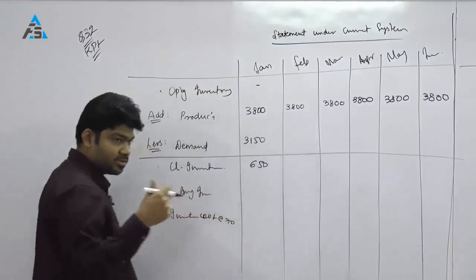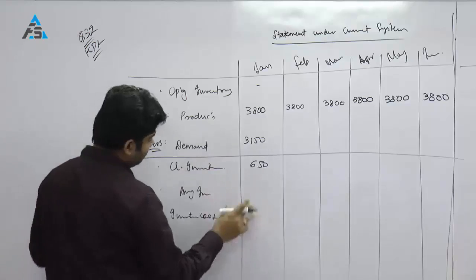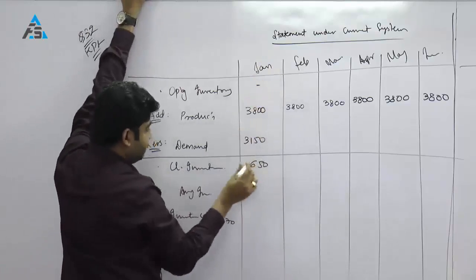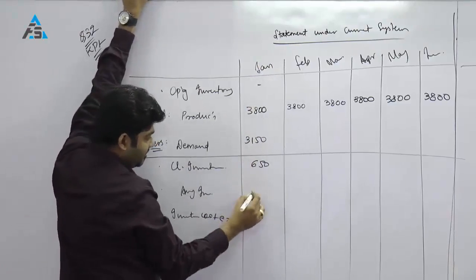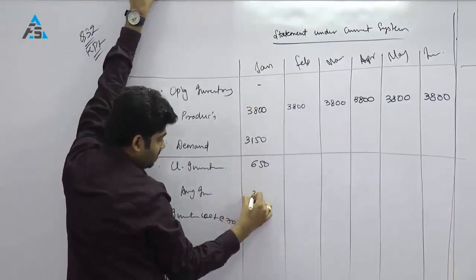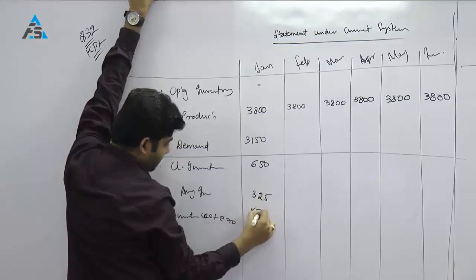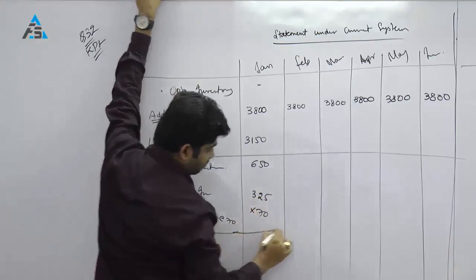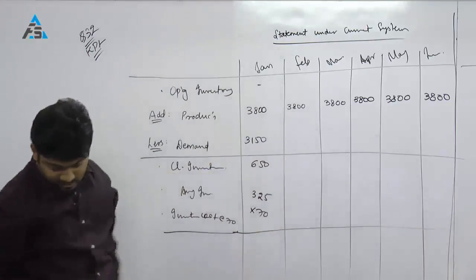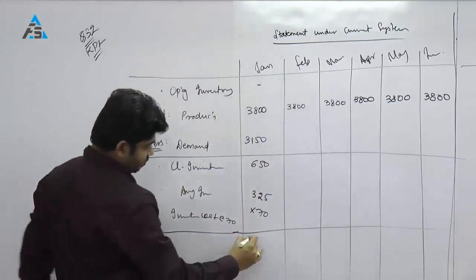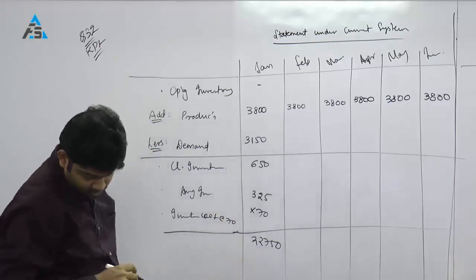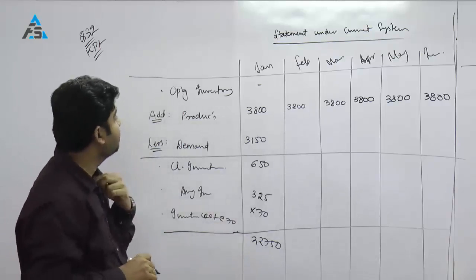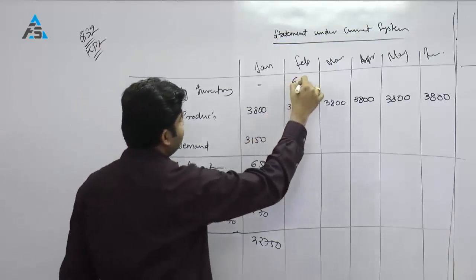Inventory carrying cost is half of the total of this inventory. So my opening and closing inventory, half of it, basically the average of opening and closing divided by 2, will work out to 325 into 70. So that will work out to 22,750. This is my inventory carrying cost. Next, we continue. Opening inventory now will be 650.